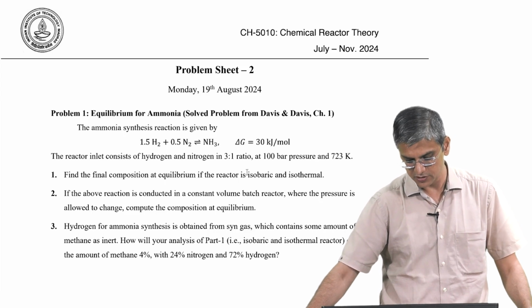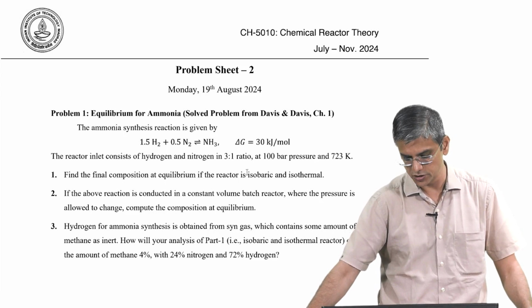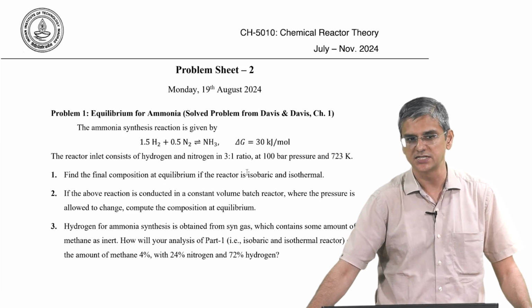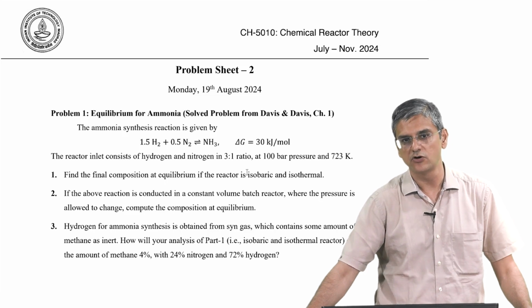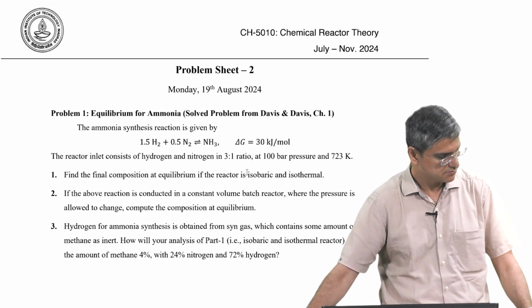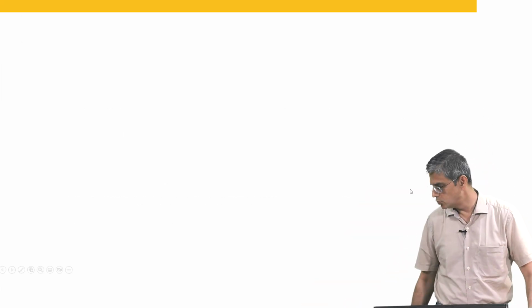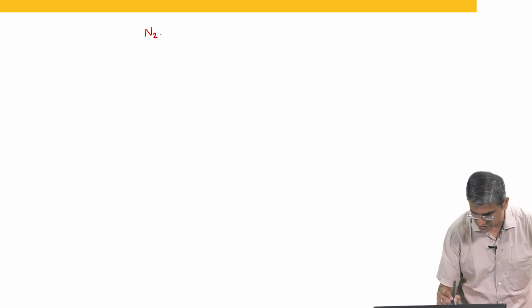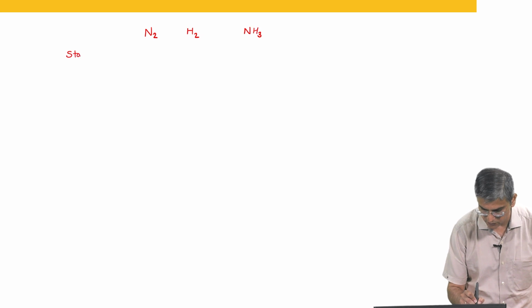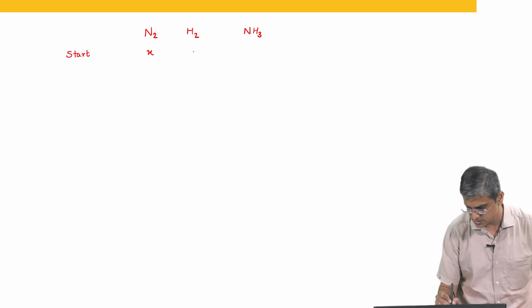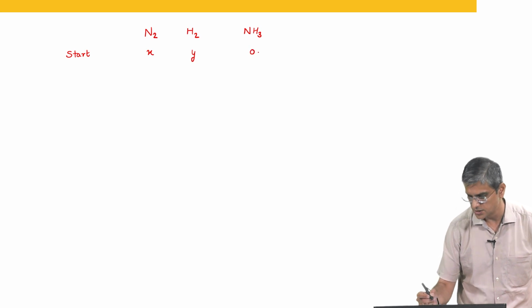So, if the reaction was 3H2 plus N2 giving 2NH3, our delta G would be 60. So, this delta G is for the reaction as it is written. The question that is asked is, you have the reaction taking place and you have various species. You have N2, H2, NH3, and let us say we start off with X, Y, whatever that Y might be, and 0 moles.